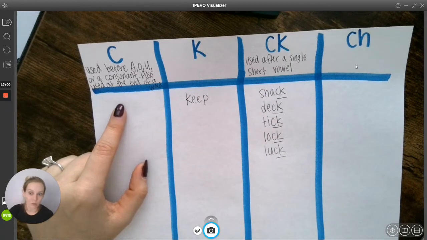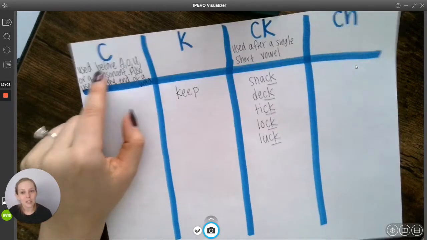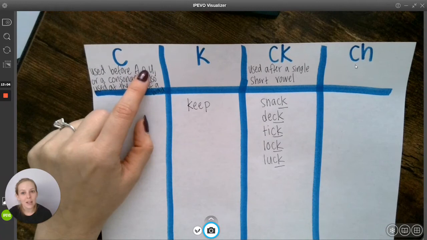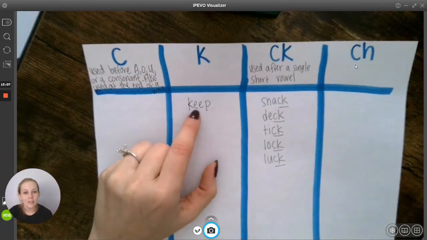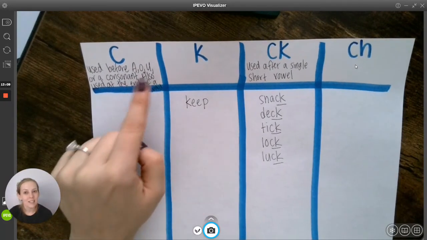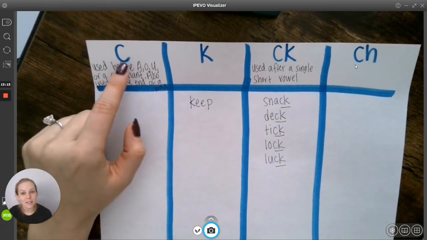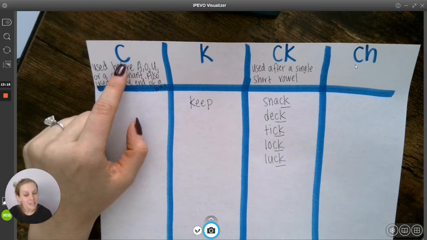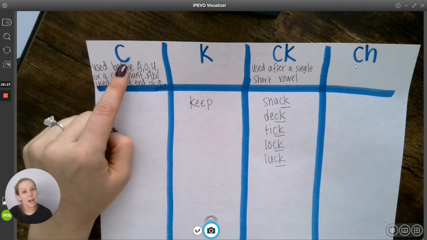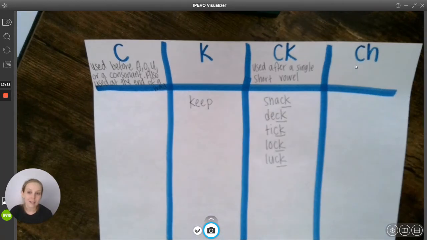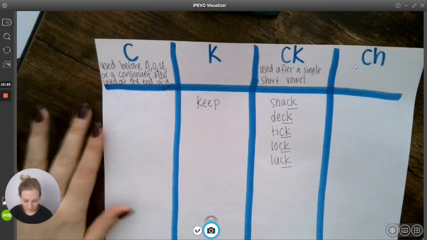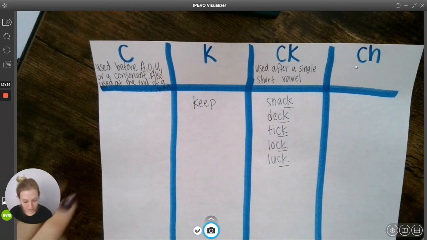One, it looks wrong, right? But we just said here it's used before A, O, U, or a consonant. If there's an E afterwards, that's not A, O, U, or a consonant. Otherwise, because remember, C will soften to S when followed by E, I, or Y. So it would read seep, not keep. Good.